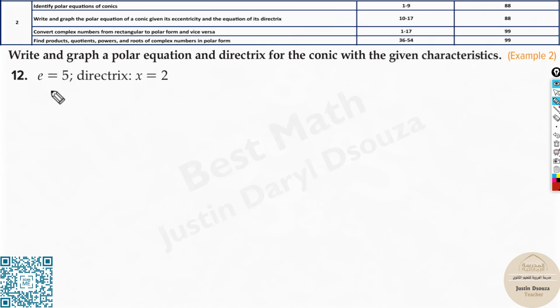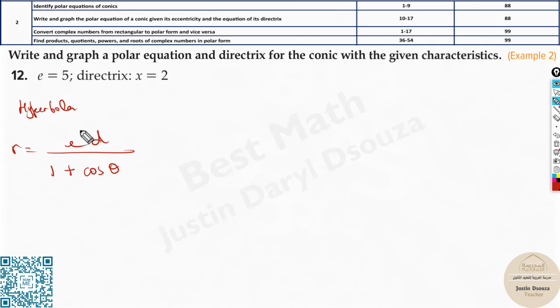But look at the e value. It is more than 1, so we know it is a hyperbola. Hyperbola. And now how do we solve it? Let's write the standard form. r equals e times d, doesn't matter what, all the equations are the same thing, over 1 plus. Now plus because it's positive 2 over here. If it was minus here, we write this minus 2. X is given. If it was y, it is sine. X is cosine theta. So this much is done.